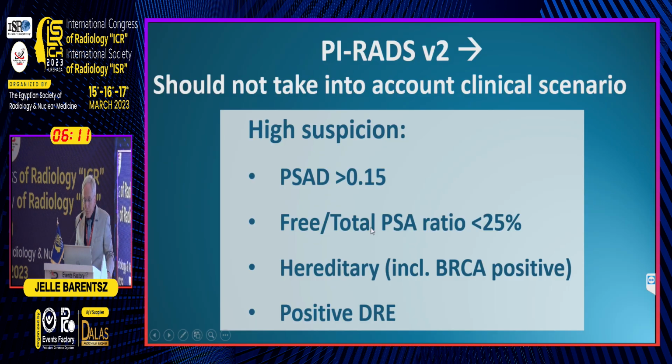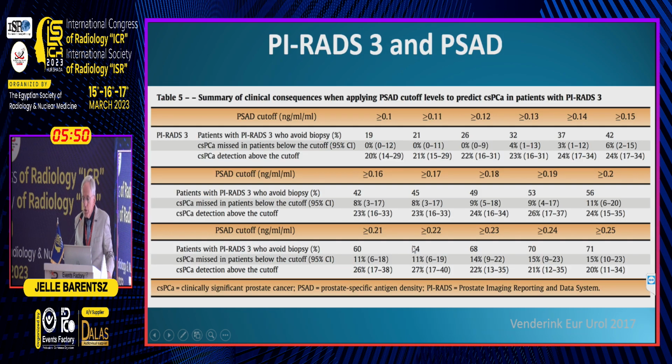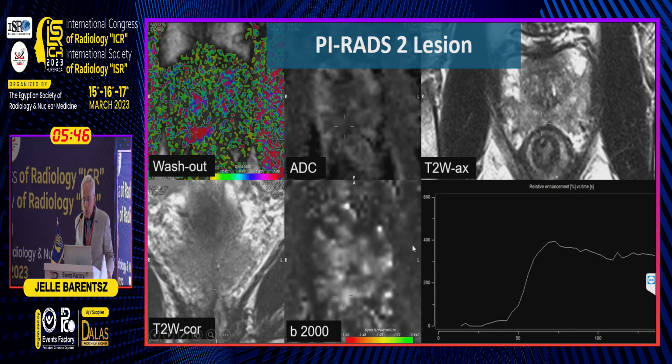Clinical risk. According to the PI-RADS, you should not look at the clinical risk when reading the images. That is what I do not know. When you have a high suspicion, that means a PSA density above 0.15, a low free total PSA ratio, genetic predisposition or a positive DRE, I'm looking differently at the images. The cutoff value for PSA density is 0.15. This is important to memorize.